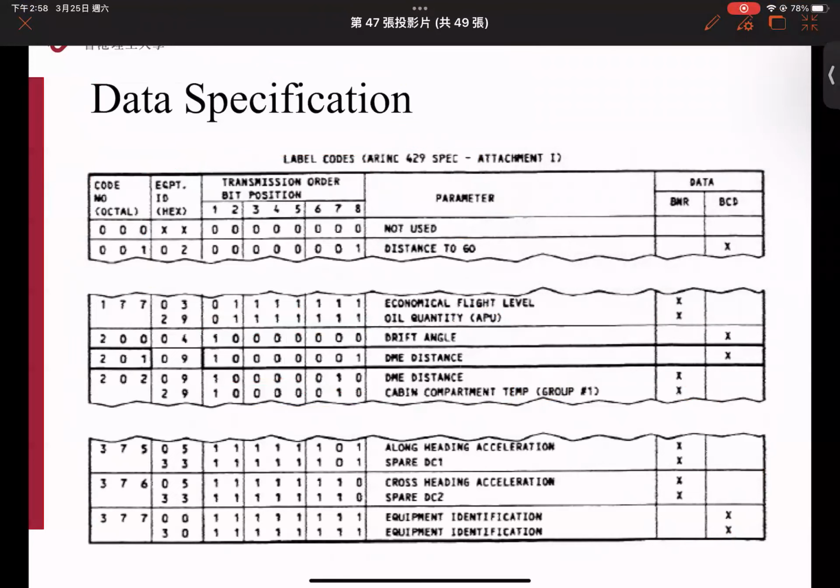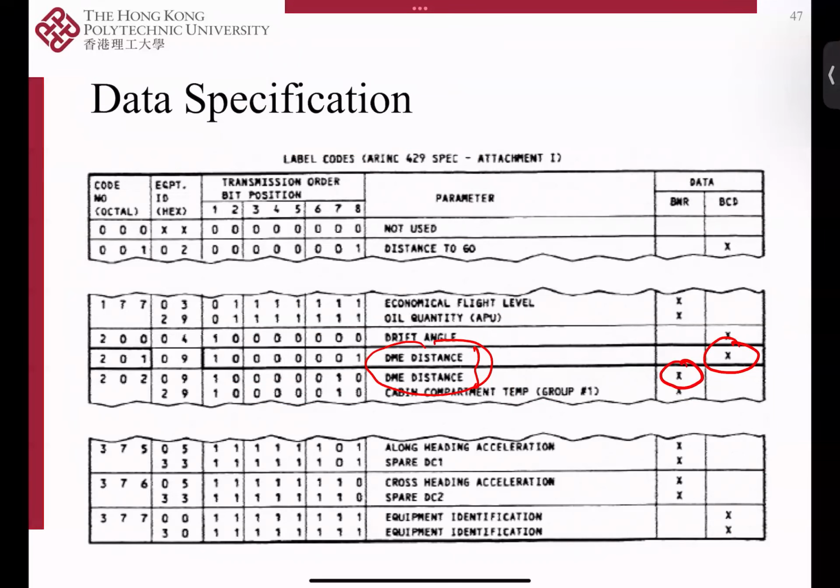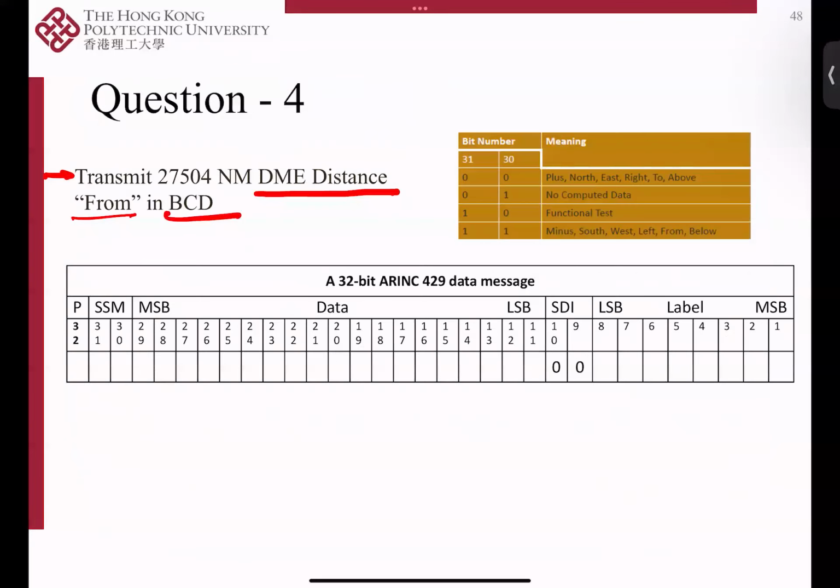We see here we have DME distance, and it has two different kinds of DME distance: one is in BCD, the other is in BNR. We look back again, and we use BCD. So what we need has 1, 0, 0, 0, 0, 1. So here we need to put in 1, 0, 0, 0, 0, 0, 0, 1, so that they are consistent. So this one is going to show DME distance in BCD. And then SDI is usually defined by other documentation.